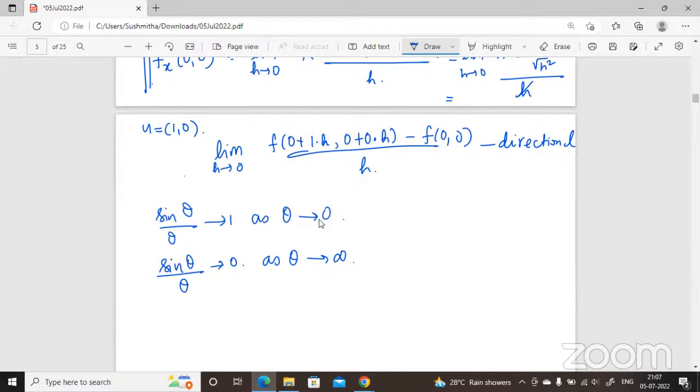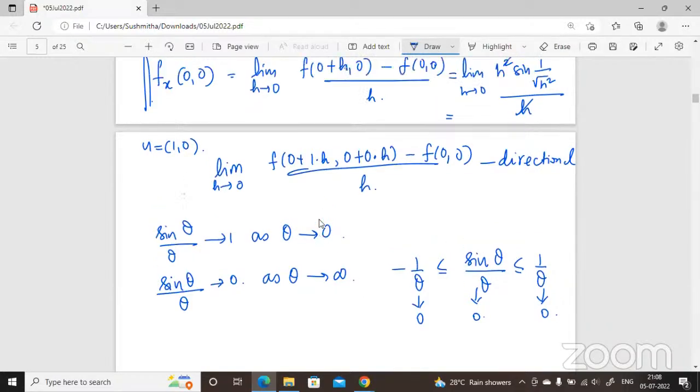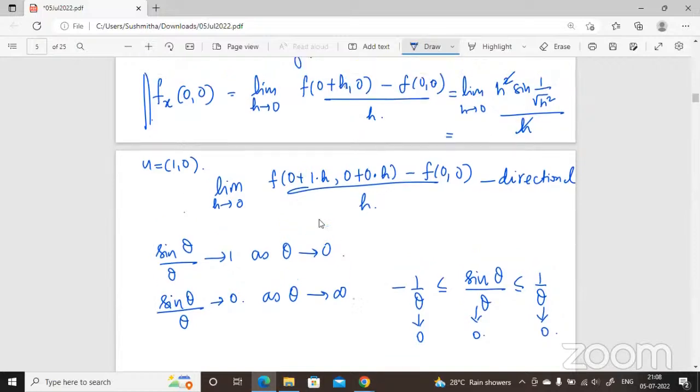Why does this go to 0 as theta goes to infinity? I can write the same. This goes to 0, this goes to 0. So this goes to 0. Sandwich theorem, right? You can first write sine theta lies between -1 and 1, divided by theta, and sandwich it. So here I have a similar infinity thing, 1 by h. So this is an infinity thing, so this limit is 0.